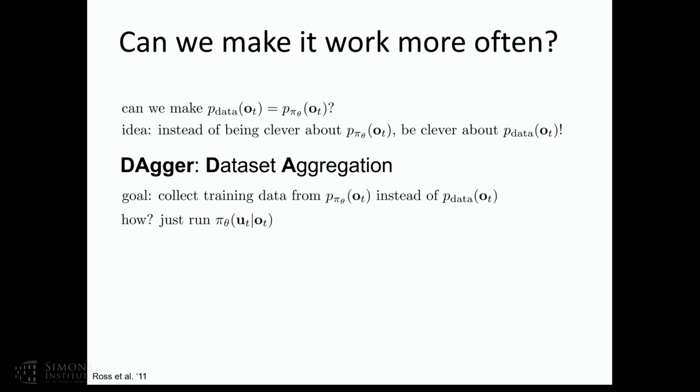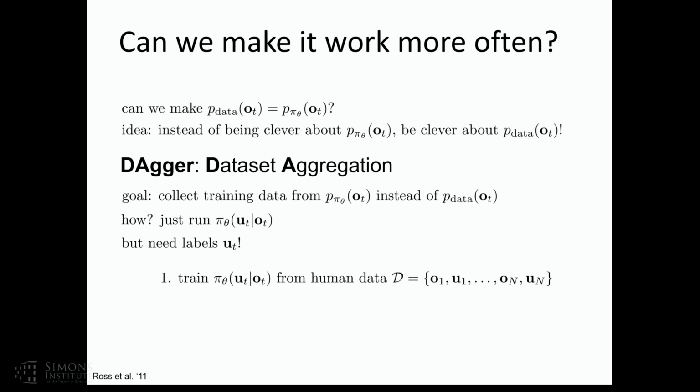And the way you're going to do that is by running pi theta. So pi theta, when you run it, it'll give you observations from p pi. So that's how we're going to fix this problem. But we're going to need labels for all those observations. So this is how the algorithm works. This is a simplified version.